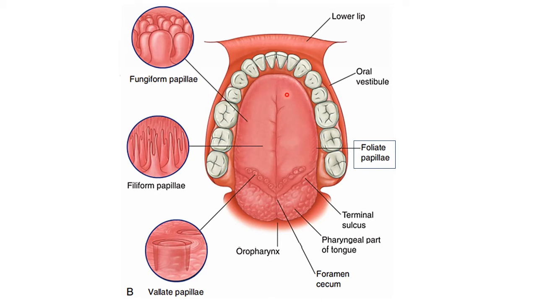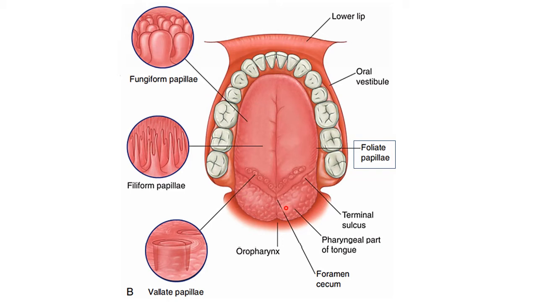The papillae in general increase the area of contact between the surface of the tongue and the contents of the oral cavity. All papillae except the filiform papillae have taste buds on their surfaces.